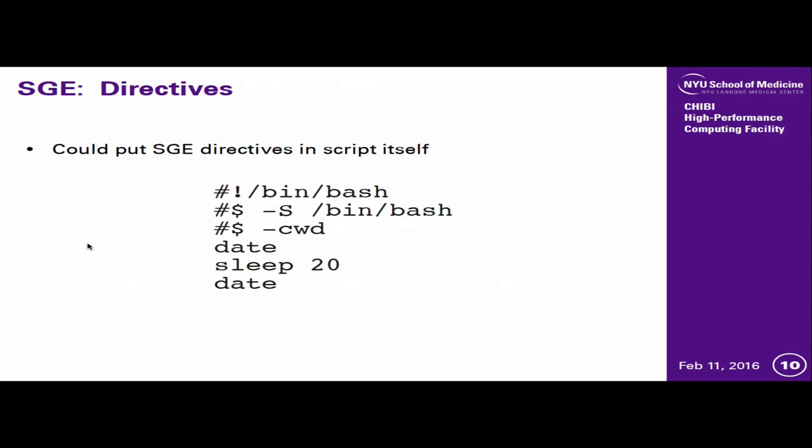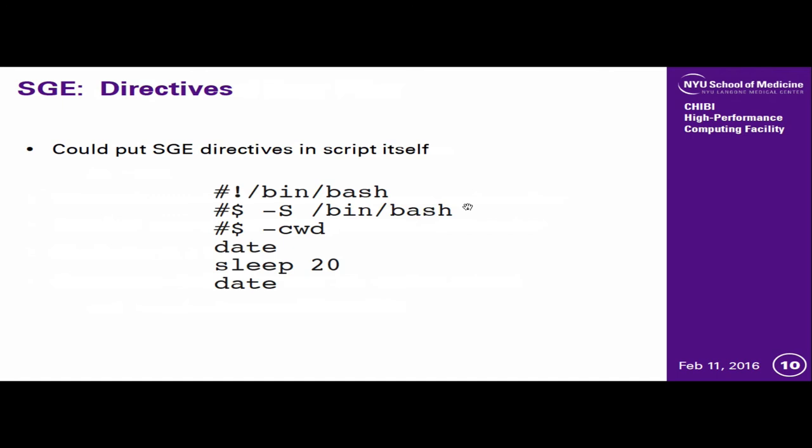Okay. Those directives that I put on the command line before, the minus capital S and the minus CWD, can be embedded in the script itself as a couple of extra lines. So if you have options for SGE that you want to always apply to this script, you can put them in the script itself by preceding it with pound dollar sign and then the option that you would have put on the command line to qsub.